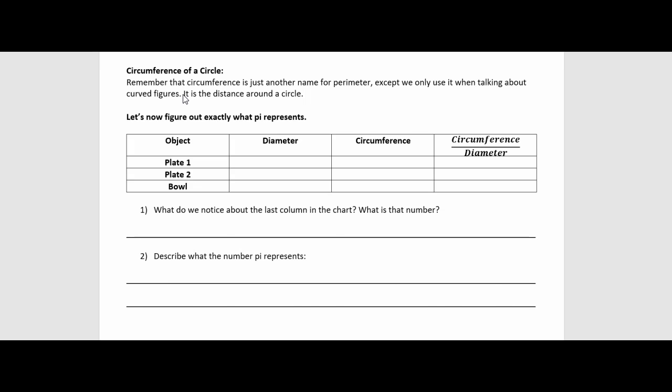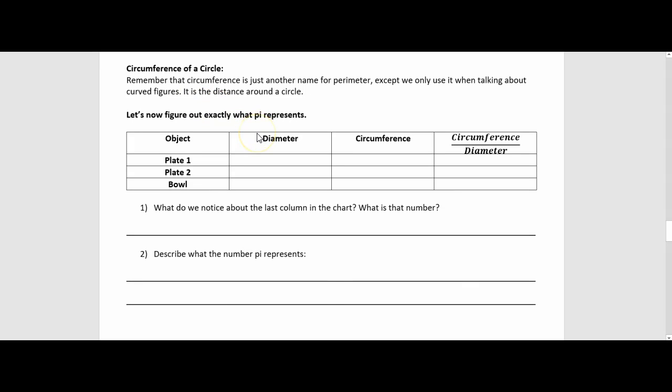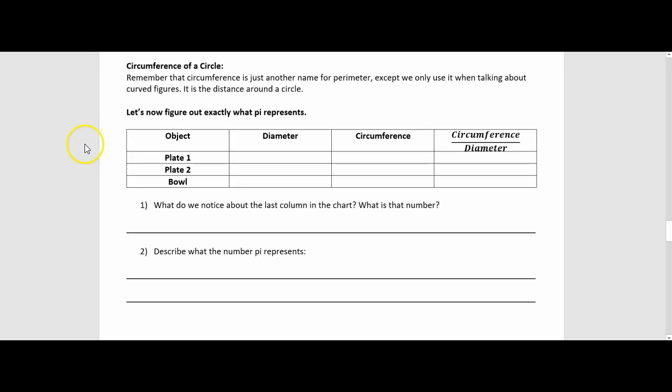So let's take a look at this first activity. This is something you can do on your own.